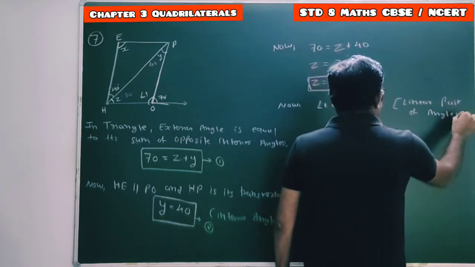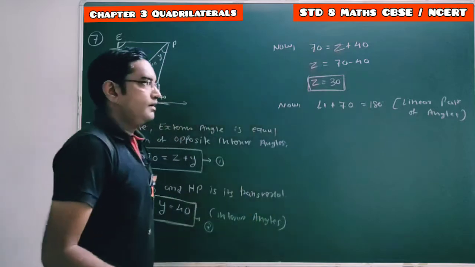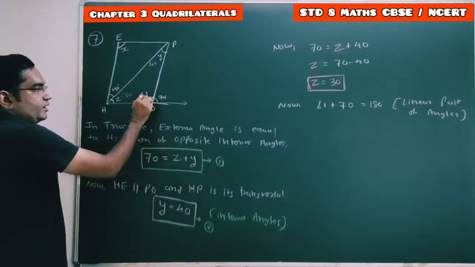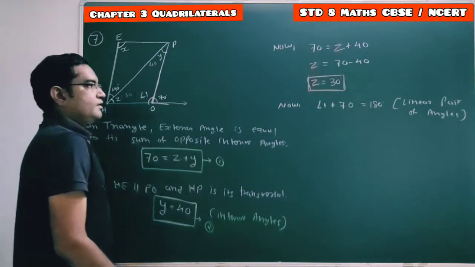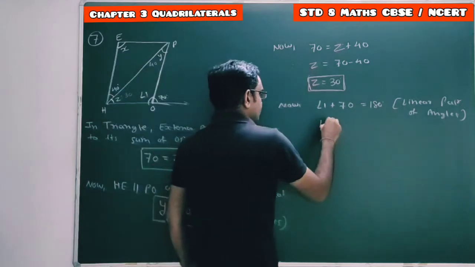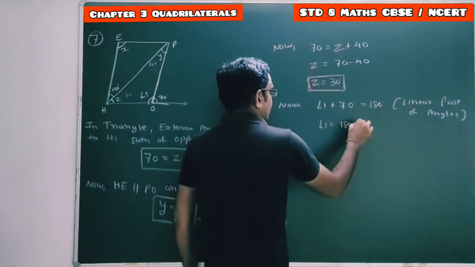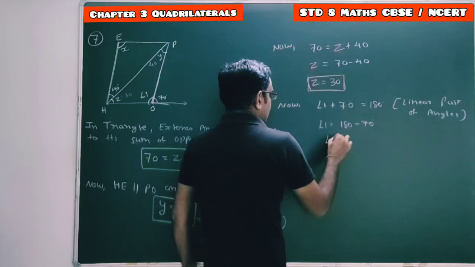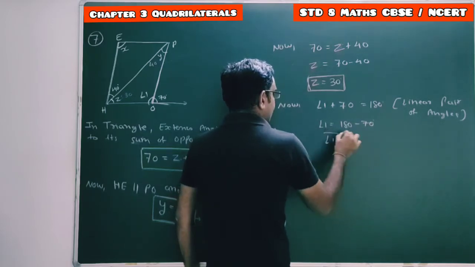Linear pair of angles are always supplementary angles, and that sum is 180 degrees. So angle 1 plus 70 equals 180 degrees. So can you find the measure of angle 1? That is equal to 180 minus 70. So angle 1 is 110.